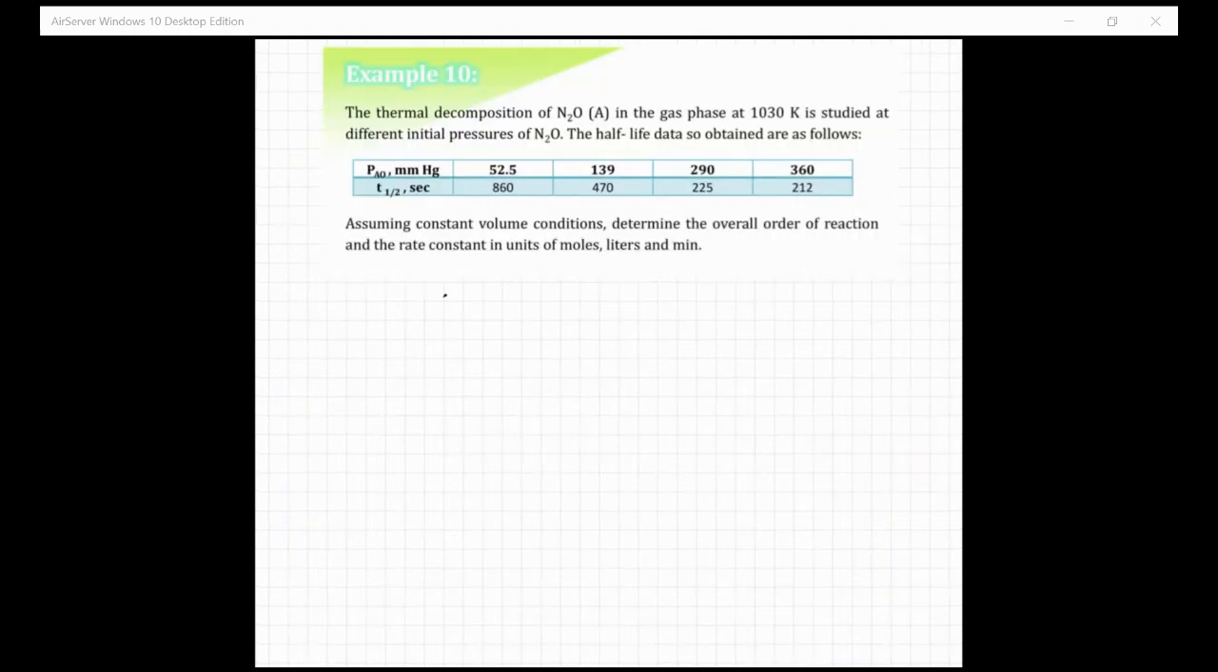I will write my equation here: minus rA is equal to minus 1 over V dnA by dt, which is equal to k CA to the power of alpha, or whatever, I will say n. Then of course I will have to show that for constant volume. This is given as constant volume, and I will assume what?